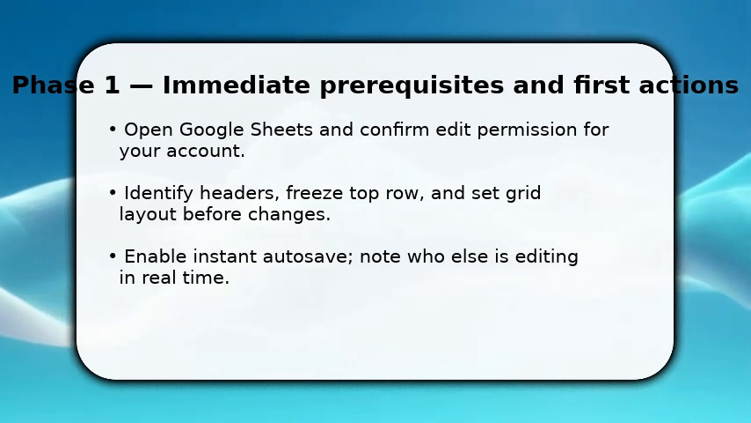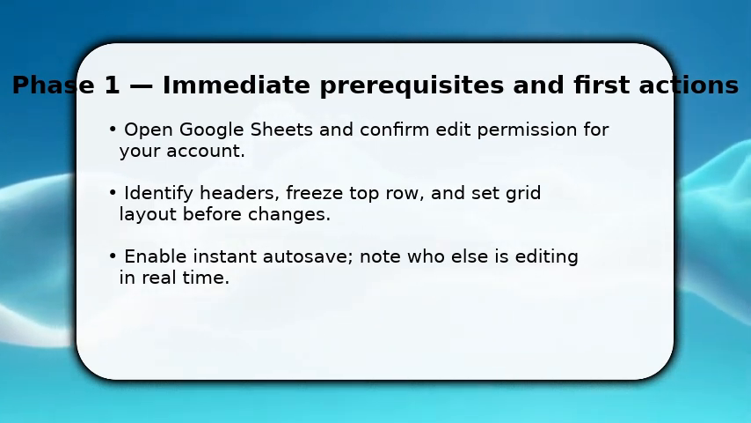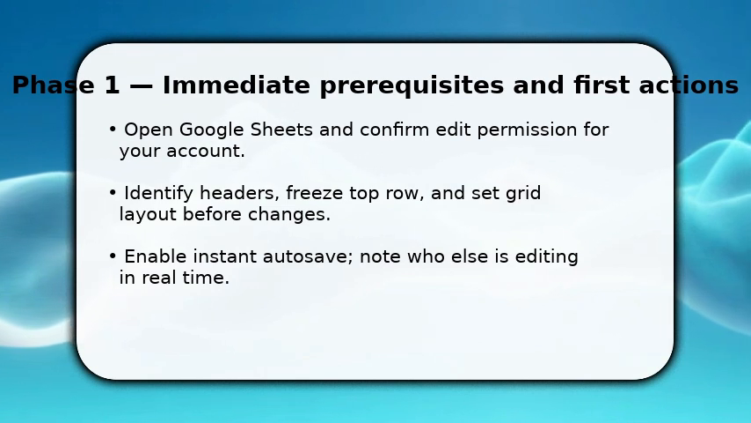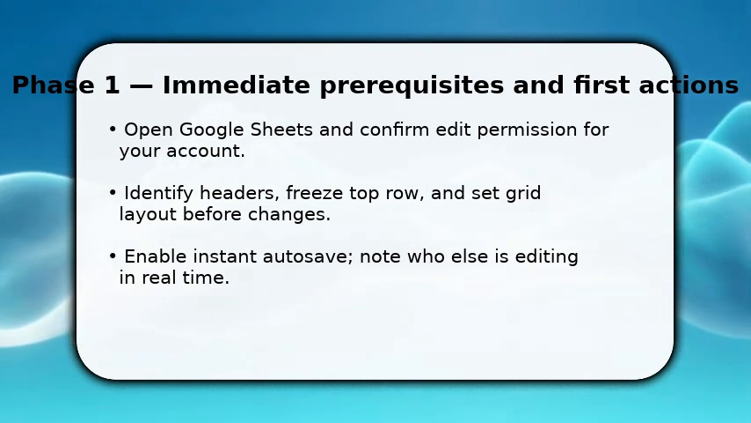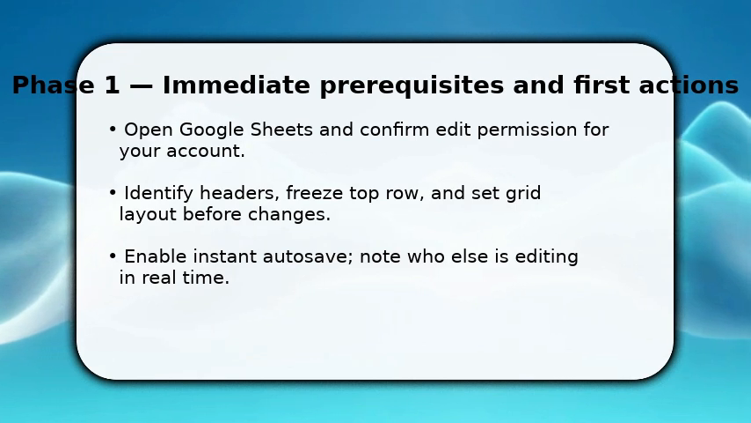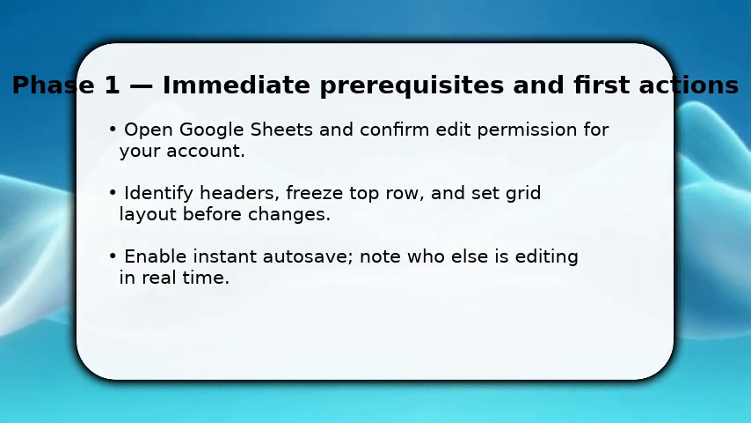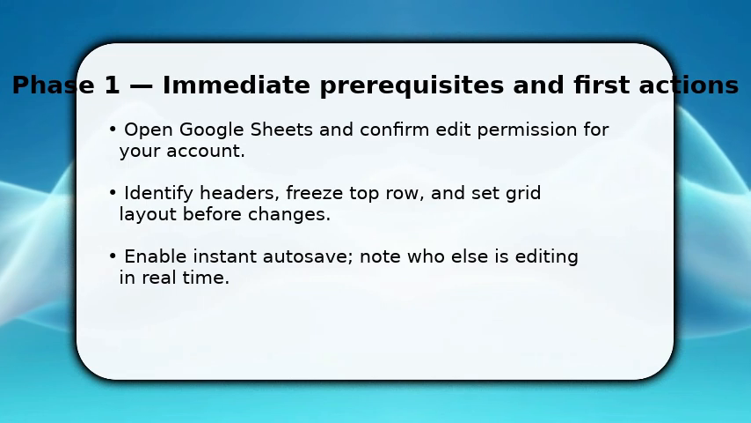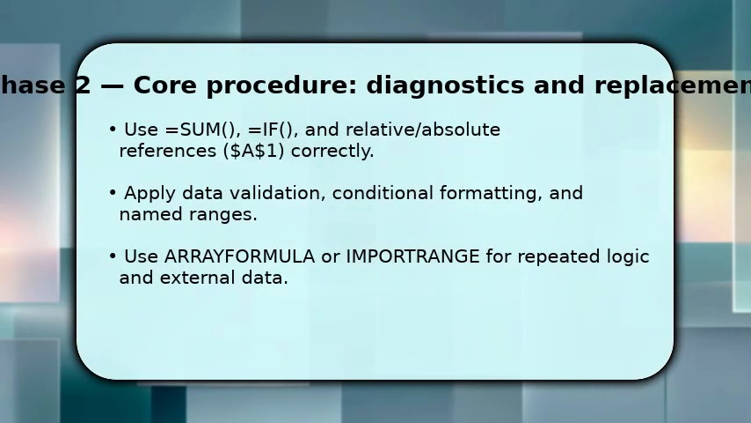Once done, enable version history so you can revert. These first actions reduce errors and make subsequent changes predictable and faster. Now focus on transforming cells. Type formulas directly or press Ctrl+Enter to edit multiple cells.